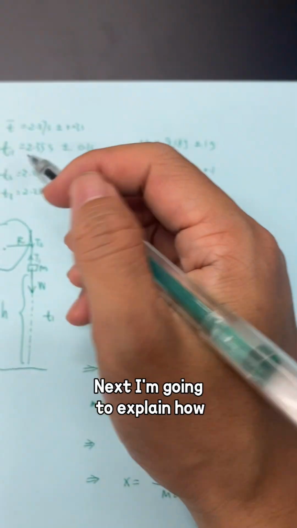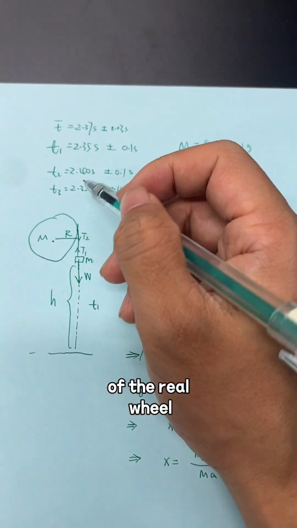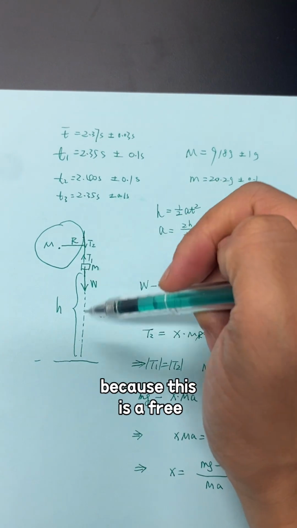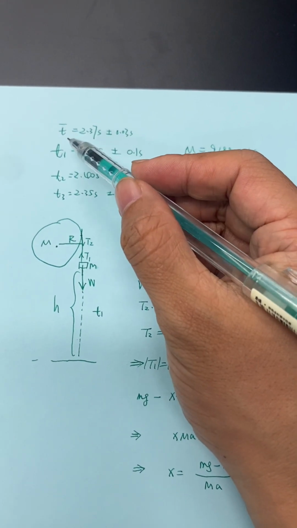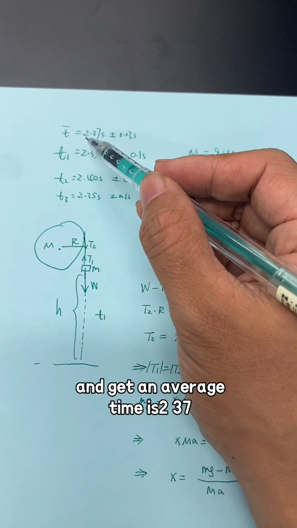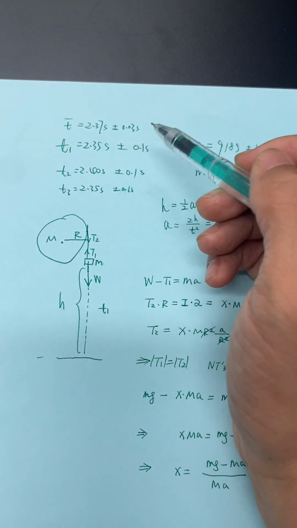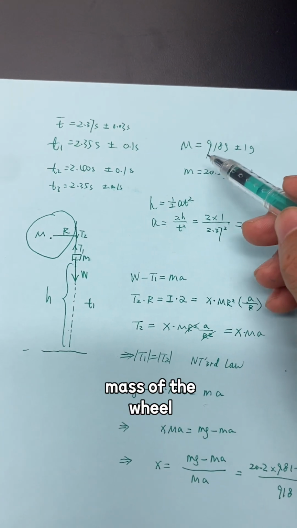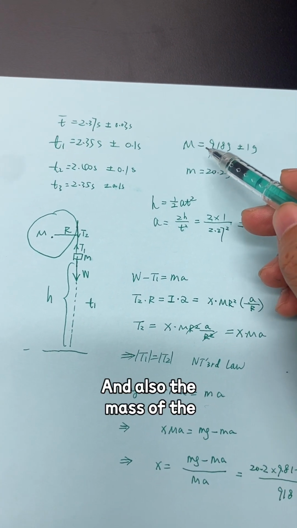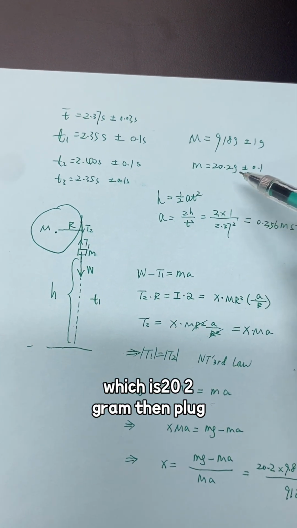Next, I'm going to explain how to calculate the moment of inertia of the real wheel. Because this is a free fall, I can measure the time. I measure the time 3 times and get an average time of 2.37 seconds plus or minus 0.03 seconds. I've already measured the mass of the wheel and also the mass of the weight, which is 20.2 grams.